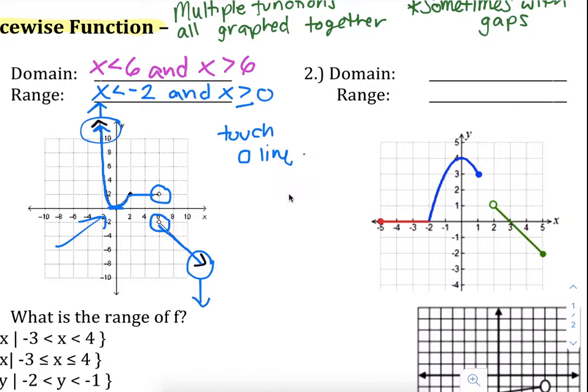All right, so one more time. I can be anything left of 6 and right of 6. I just can't be 6. That's why we're not equal to. Those are open circles. On the range, we can be anything lower than negative 2, but not equal. There's an open circle. Or I can be anything higher than 0. That one touches the line, so that one I do go ahead and put an equal to on.